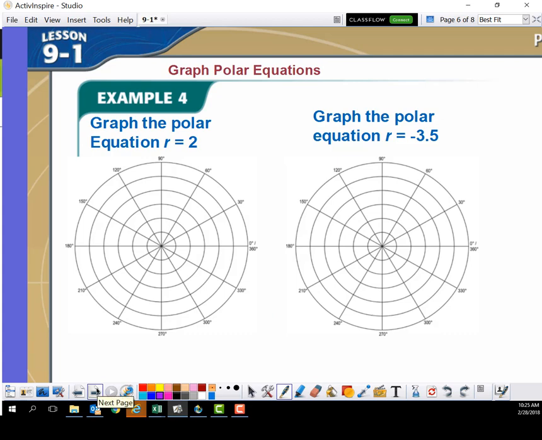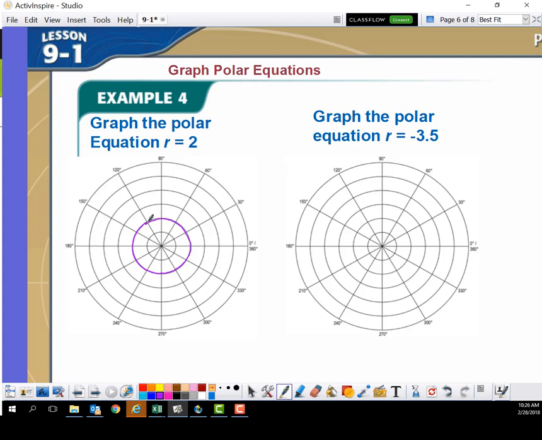All right, so the next thing we're going to look at is how do we graph polar equations that are what we kind of call simple equations. This first one is graph the polar equation r equals 2. What this wants to know is where on this coordinate plane is every point exactly a directed distance of 2 units away from the center. So what we've got here is a big circle that's 2 units away from the center.